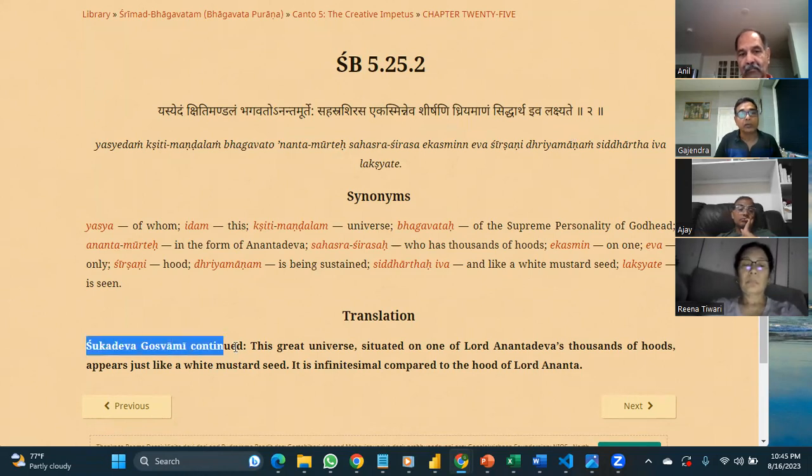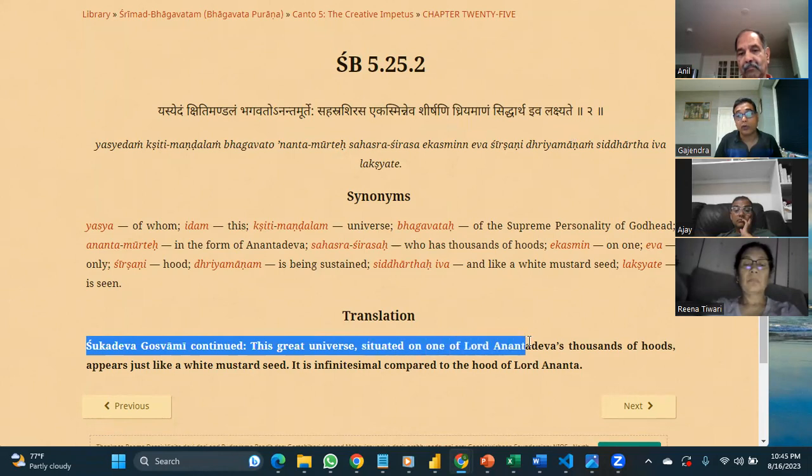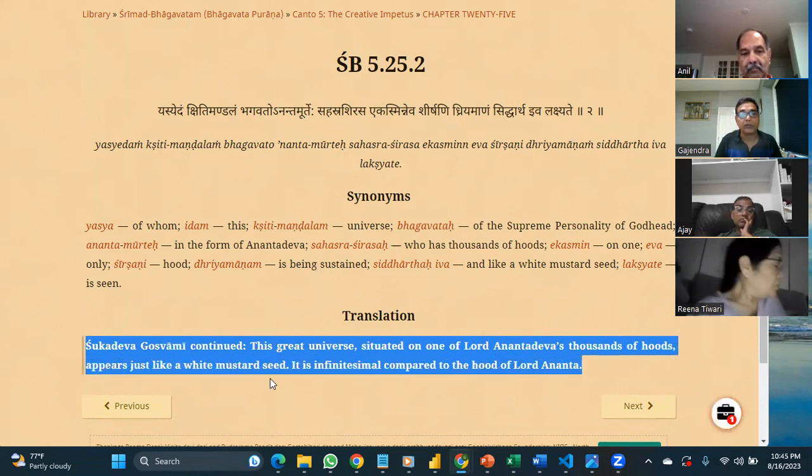Sukadeva Goswami continued: this great universe, situated on one of Lord Anantadeva's thousands of hoods, appears just like a white mustard seed. It is infinitesimal compared to the hood of Lord Ananta.